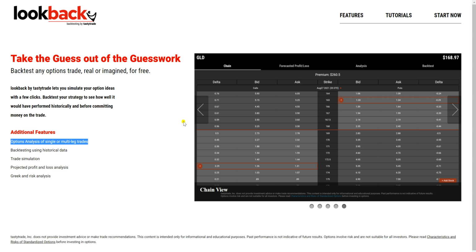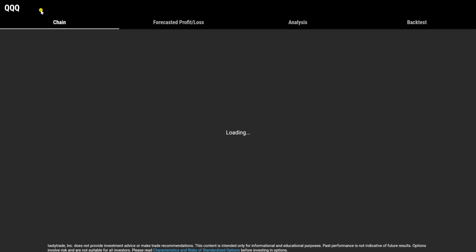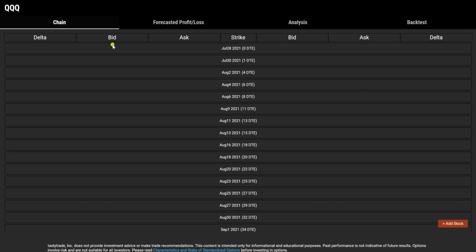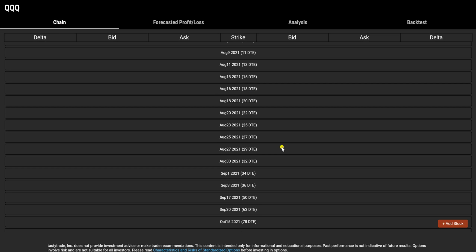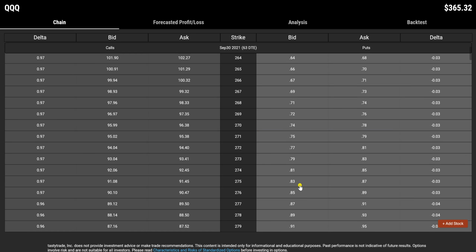So I'm just going to walk through here. Going to click the Start Now button. So it brings you to this page, and you can use any symbol you want. I'm just going to use the NASDAQ, which is the QQQ, and it brings up the chain here. So if you're going to look at putting on a new trade now, you can go in here and set it up and see how it's going to look.